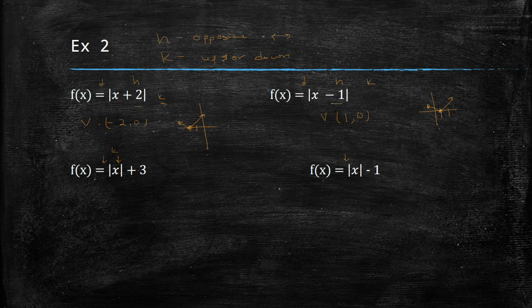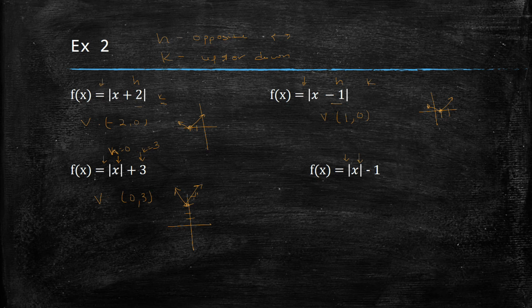Here, there's no h on the inside, so h is equal to 0. We have a k here on the outside, so k is equal to 3. So your vertex is now at 0, 3. Now the k works intuitively. Okay, so if it's plus 3, you know that you're going to shift up 3 units on the y-axis. Opens upward with a slope of 1. Okay, so that's 1 over 1 there.